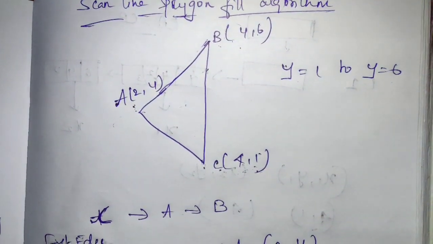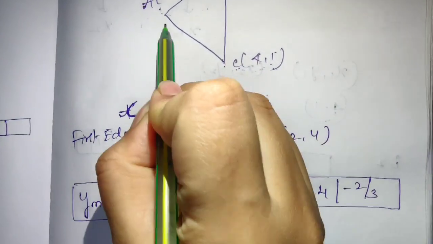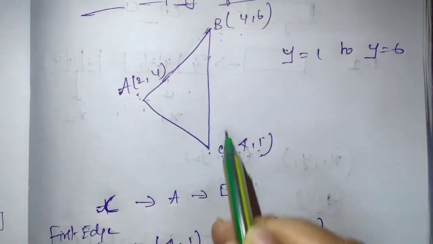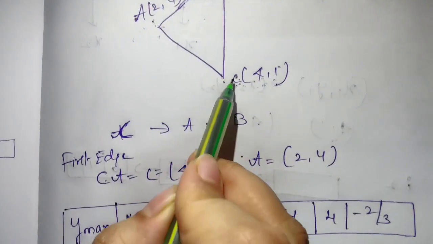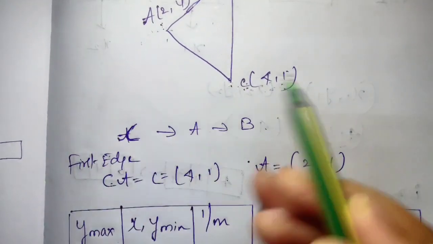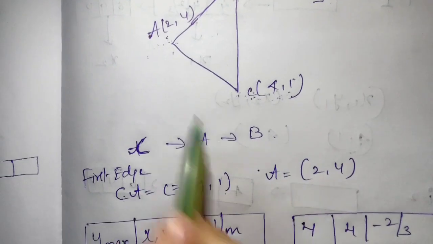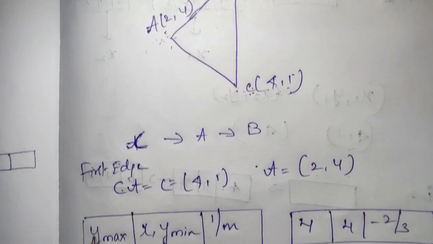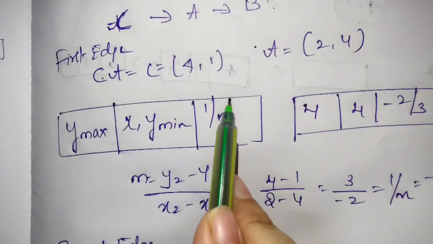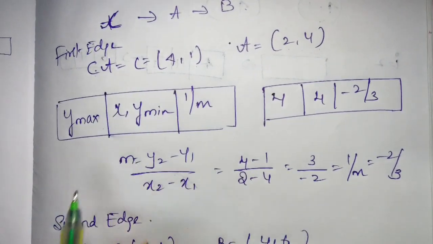Okay, so here the first thing is that C is connected to A as well as B. So first I need to find the first edge, that is CA. Afterwards I am going to find the edge CB. The value of C is mentioned in the question as 4, 1 as it is. The value of A is 2, 4. Here we need 3 blocks. Based on these blocks we are going to calculate the global edge table. I will explain now.